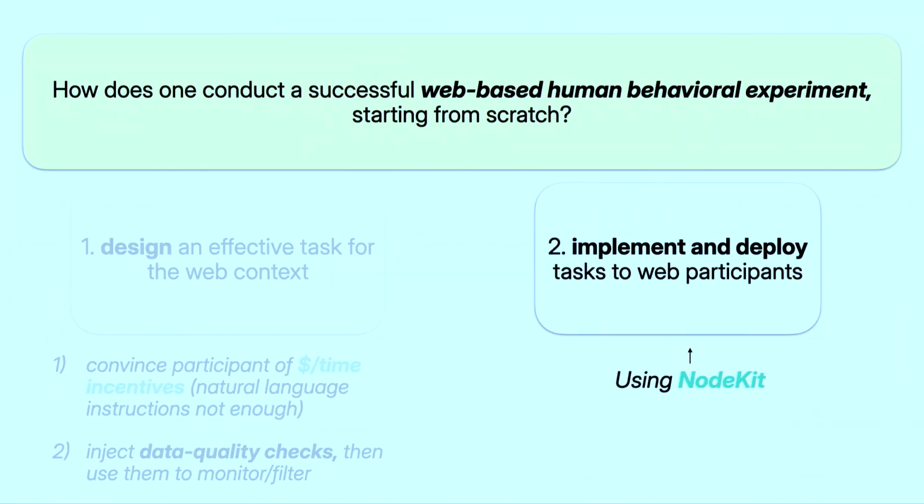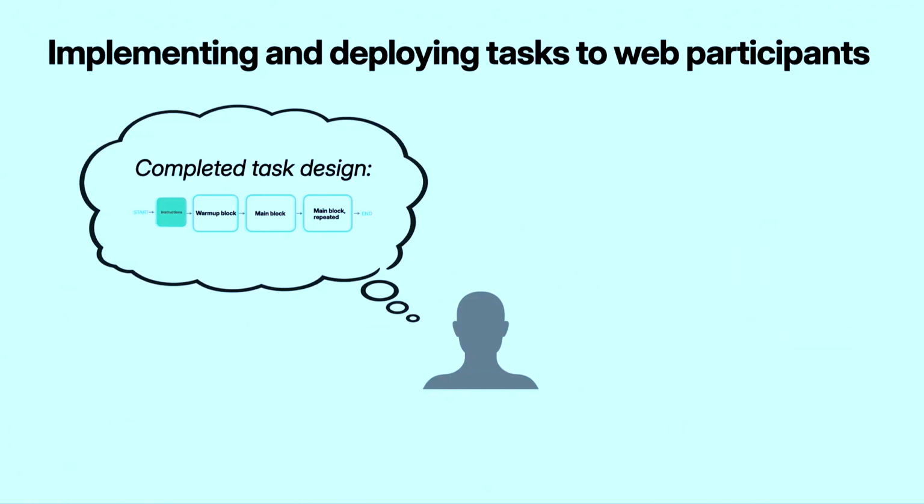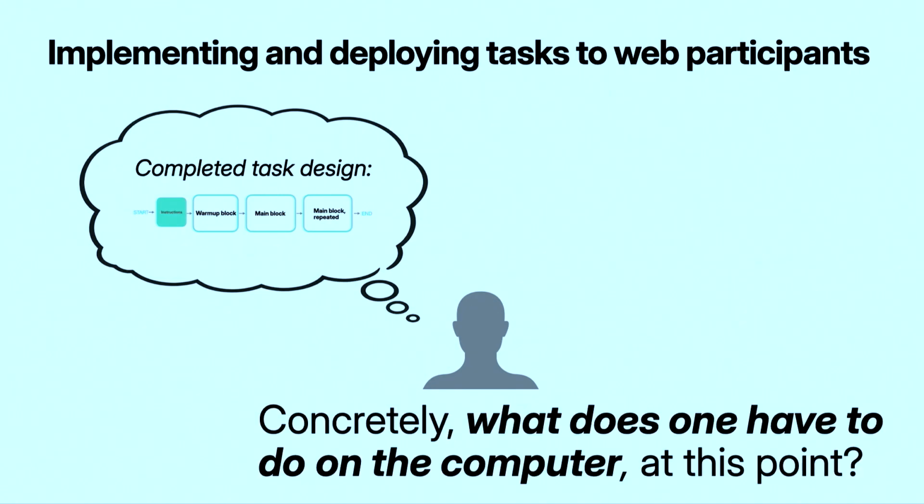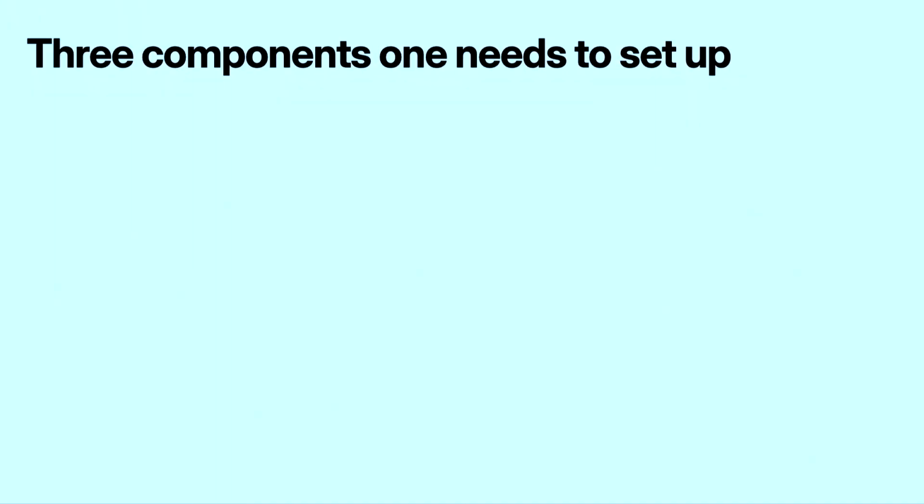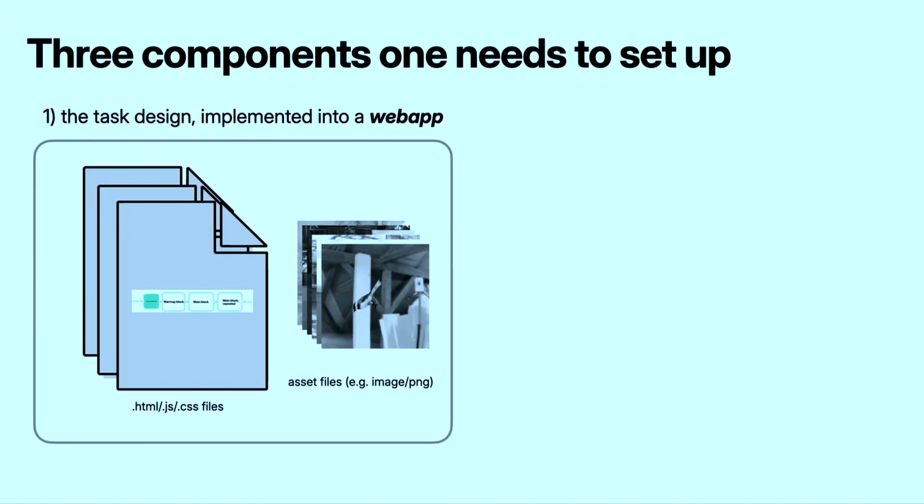Okay, so the second part of the talk is on implementing and deploying tasks to web participants. So let's just ignore everything we've done so far. Let's just imagine you have some task design that's in your head. It could be the one that we're doing or another one. Concretely, what do you have to do on your computer at this point to get data? And there's basically three things you need to set up. So one, you have to take your abstract task design and implement it into a web app, which here means a collection of HTML, JavaScript, CSS files, plus all the associated assets that you need.